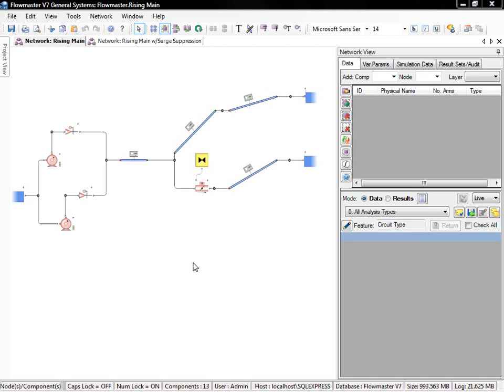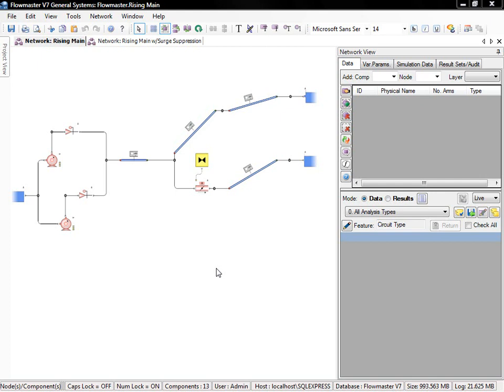Hello. In this example, we're going to take a look at how we can use Flowmaster V7 to analyze possible events inside of a simple process system. For this particular model, we're looking at transferring liquid from a low-level reservoir into two higher-level reservoirs.